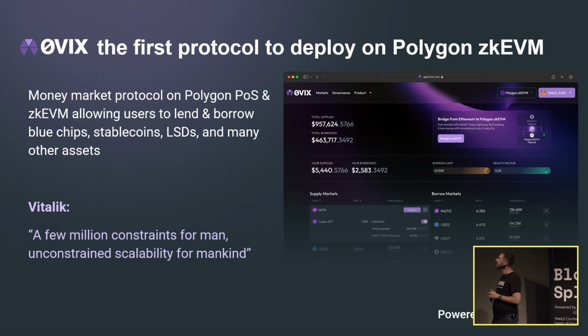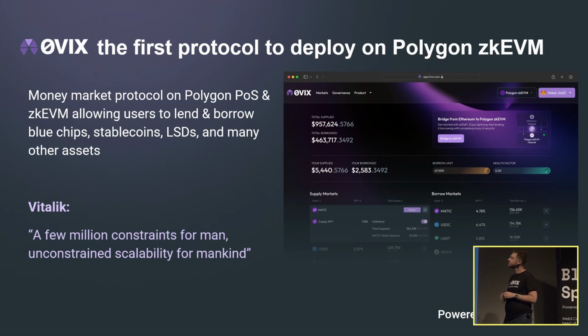And we allow users to lend and borrow like any other money market protocol, blue chip stablecoins, but we also introduced many more exotic assets, let's say, which are not what you could see on, for example, Compound V3, such as liquid staking derivatives, also some other assets, synthetic assets like Volt tokens and similar. We have some things that differentiate us from other competitors, but that's not relevant for this presentation.